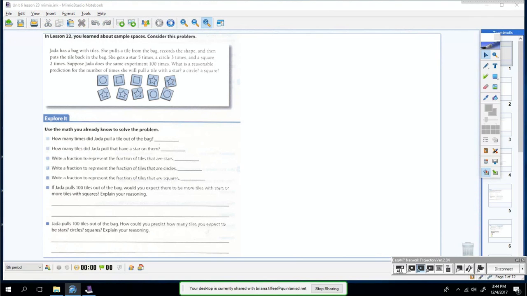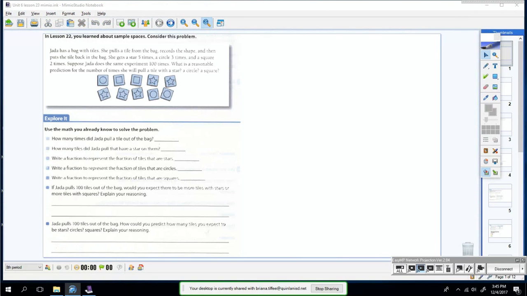She pulls a tile from the bag, records its shape, and then puts the tile back into the bag. She gets a star 5 times, a circle 3 times, and a square 2 times. Suppose Jada does the same experiment 100 times. What is a reasonable prediction for the number of times she'll get a tile with a star, a circle, and a square?